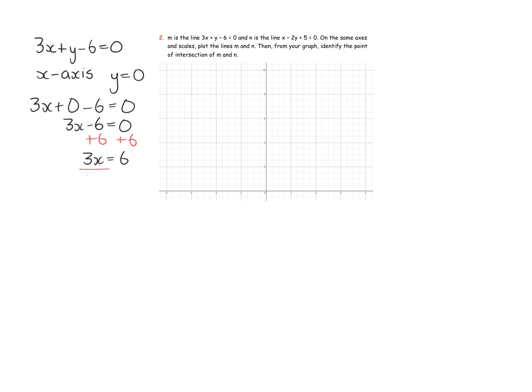We need to get x by itself, so we can divide both sides by 2, and we'll be left with x is equal to 3. So the point where this line intersects the x-axis is (3, 0).